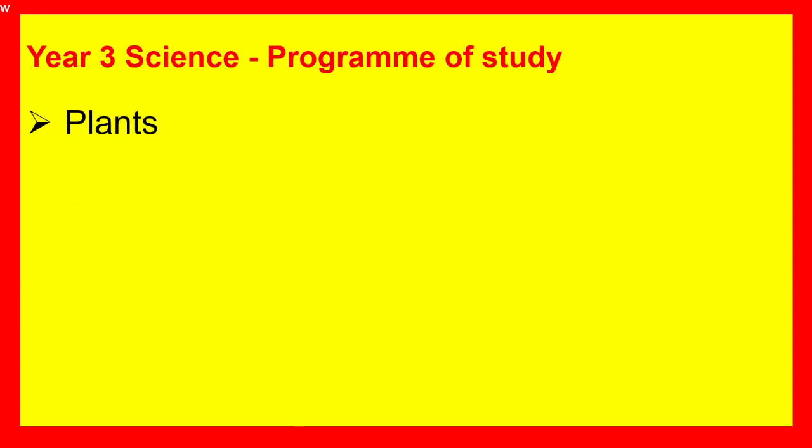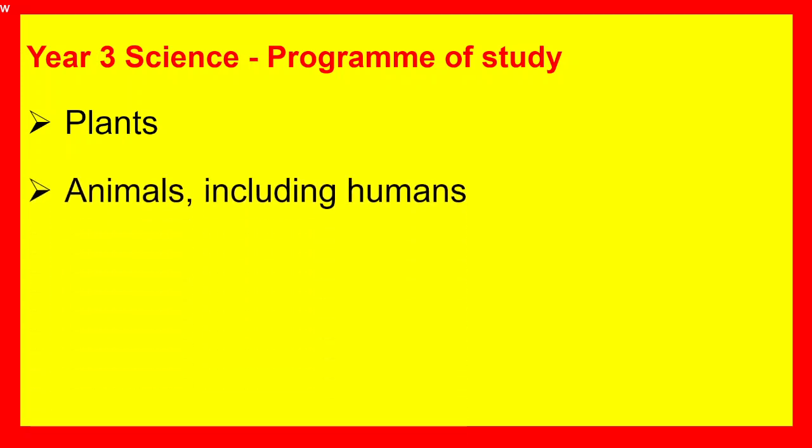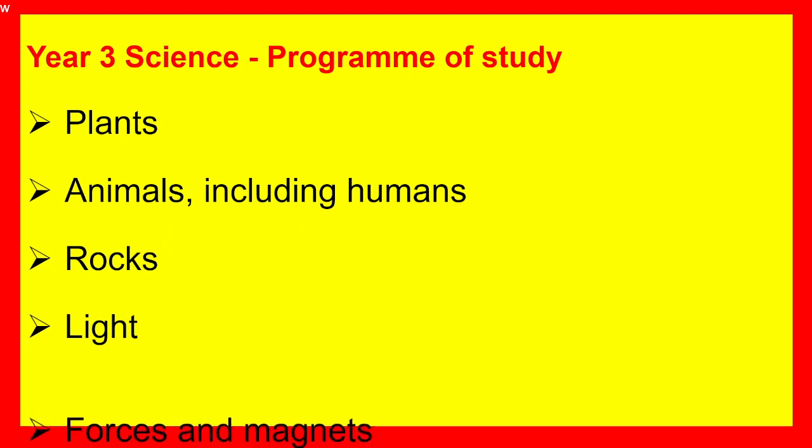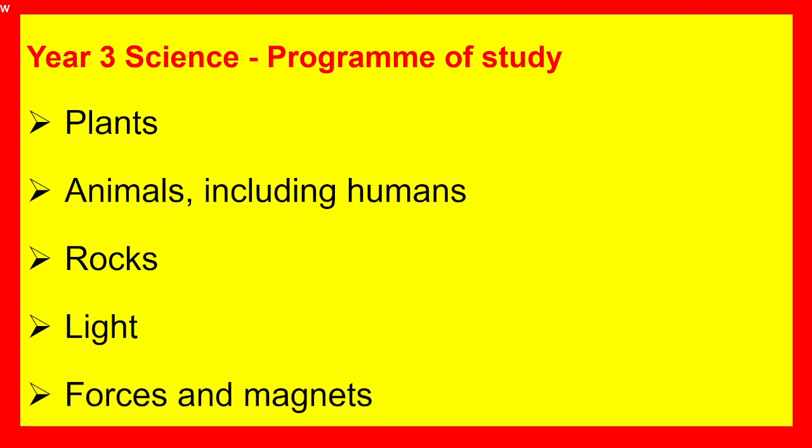The syllabus is divided into subgroups, which are plants, animals, which include humans as well, rocks, light, and forces and magnets. So we will have a look at the details of these 5 areas of study.